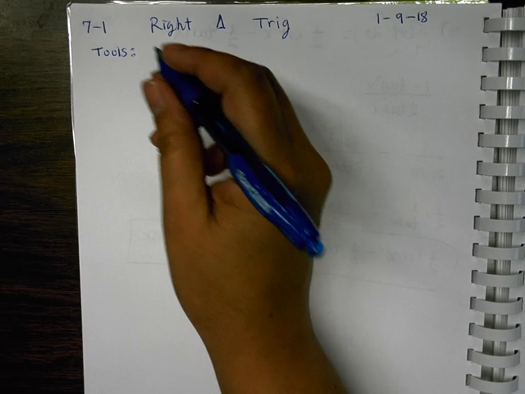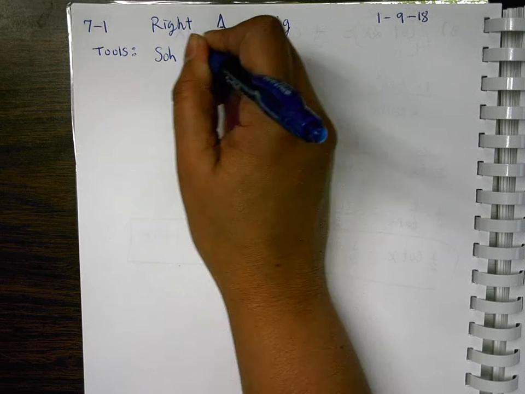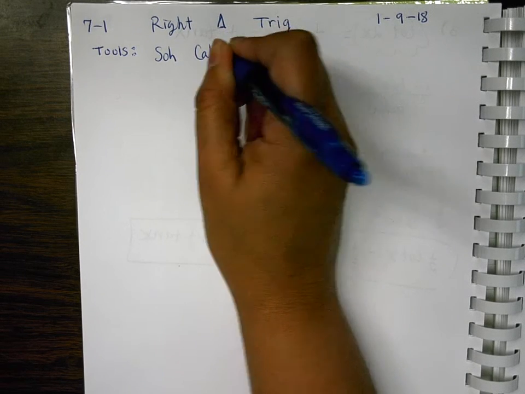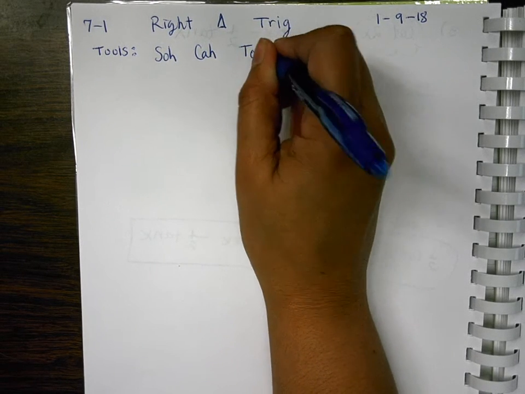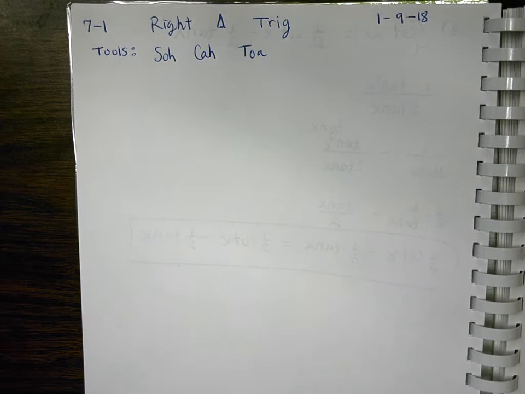Okay, tools. First tool is a tool you learned back in Math 2. You also used it in Math 1. SOHCAHTOA is correct. Some old hippie came a-hopping through our apartment.